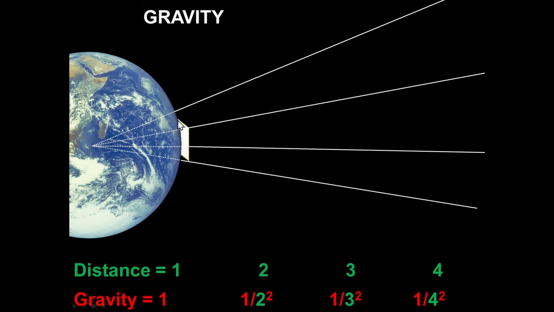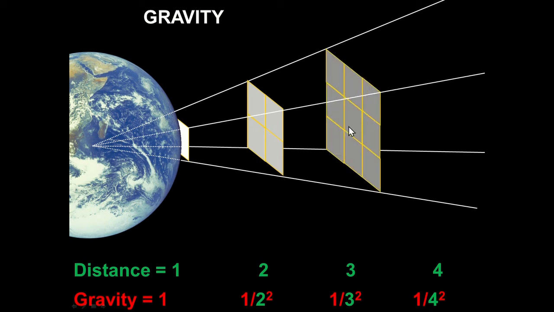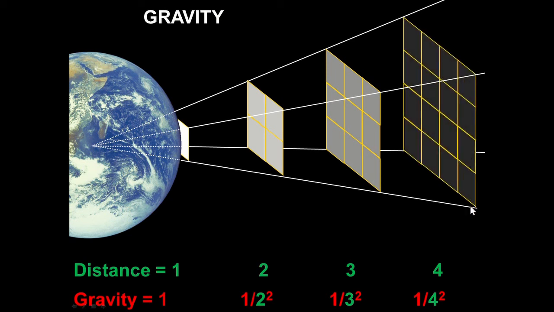So if I had some amount of gravity here at Earth's surface, how much gravity would I have twice as far? Well, I'd have 1/4 as much gravity. And at 3 times the distance, I would have 1/9 as much gravity, and 4 times the distance, I would have 1/16 as much gravity.